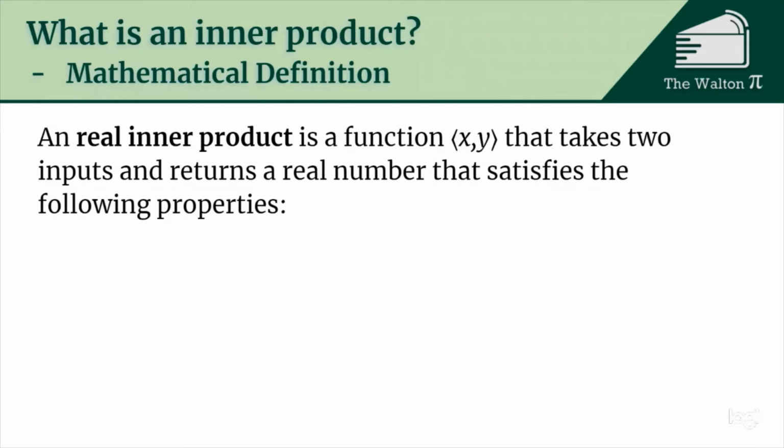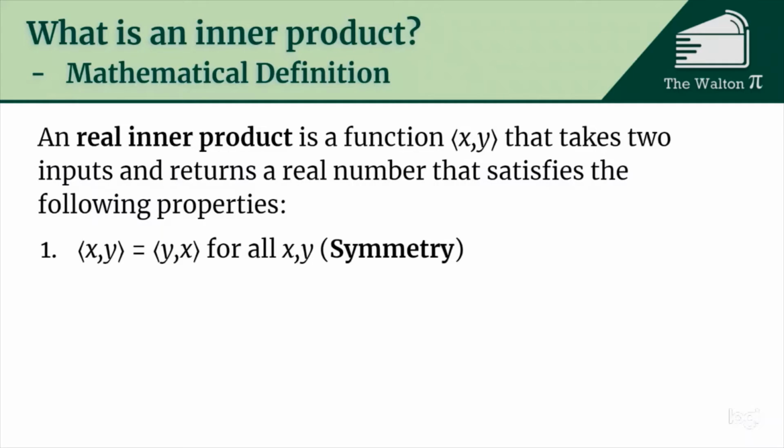So a real inner product is a function that takes two inputs x and y and returns a real number that satisfies the following three properties. First, the inner product of x and y is the same as the inner product of y and x for all x and y. So this is what's called symmetry.